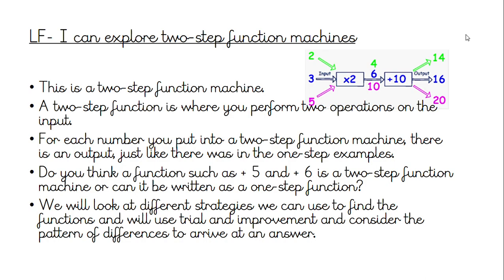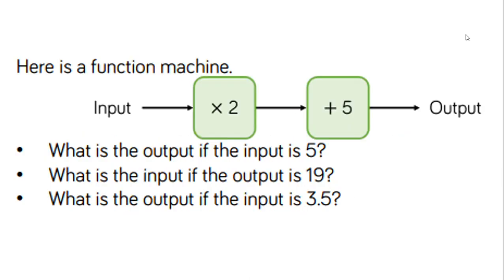We will look at different strategies we can use to find the functions when we're only given the output or the input today, and we will also use trial and improvement and consider the pattern of differences to arrive at an answer. Okay, on to the first question. So here is a function machine. The input number is multiplied by 2. We then add 5 to the answer from the first step before we get the final output. Read through these 3 questions and pause the video to work them out.